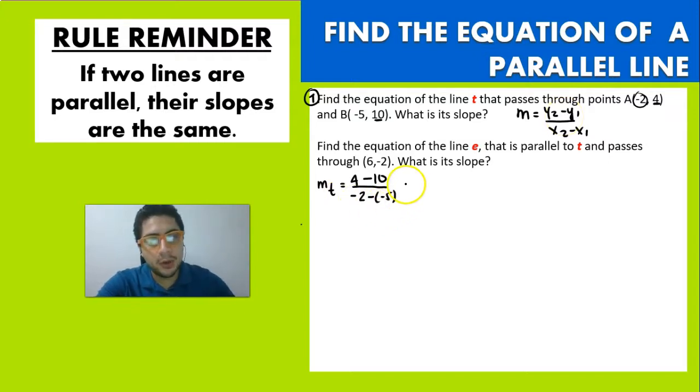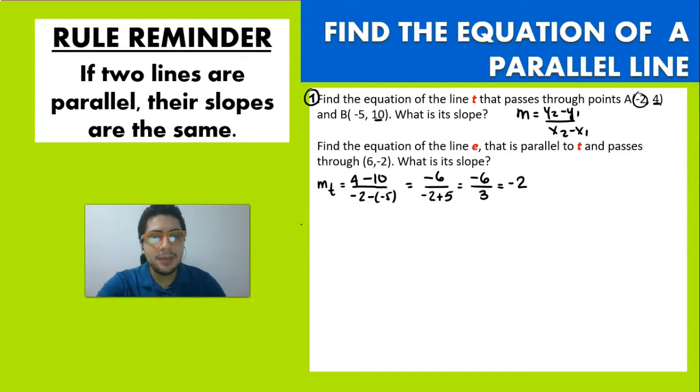So we have 4 minus 10 is going to be minus 6. And then -2 minus -5 is actually going to be -2 plus 5, which is going to give us minus 6 divided by 3. And that means that our slope is going to be minus 2.